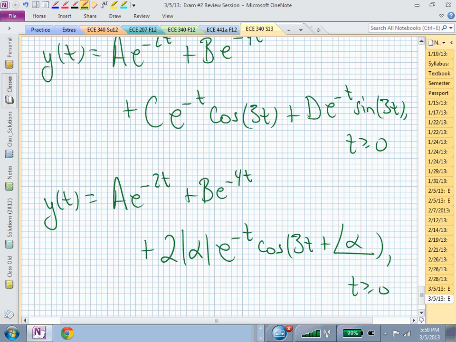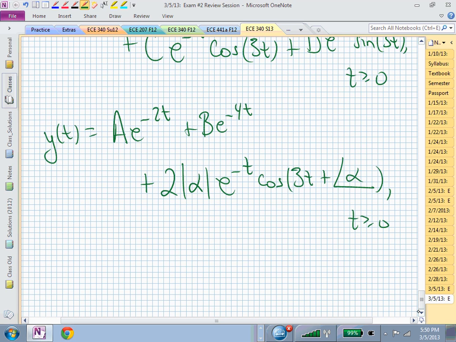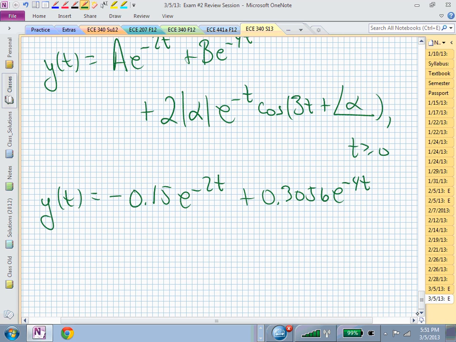Questions on that? And actually, I went ahead and solved that. If you're wanting to check your work, maybe you can see if I did it right or wrong. I ended up with y of t being equal to minus 0.15 e to the minus 2t plus 0.3056 e to the minus 4t plus 2 times 0.1496 e to the minus t cosine of 3t minus 121.3 degrees.